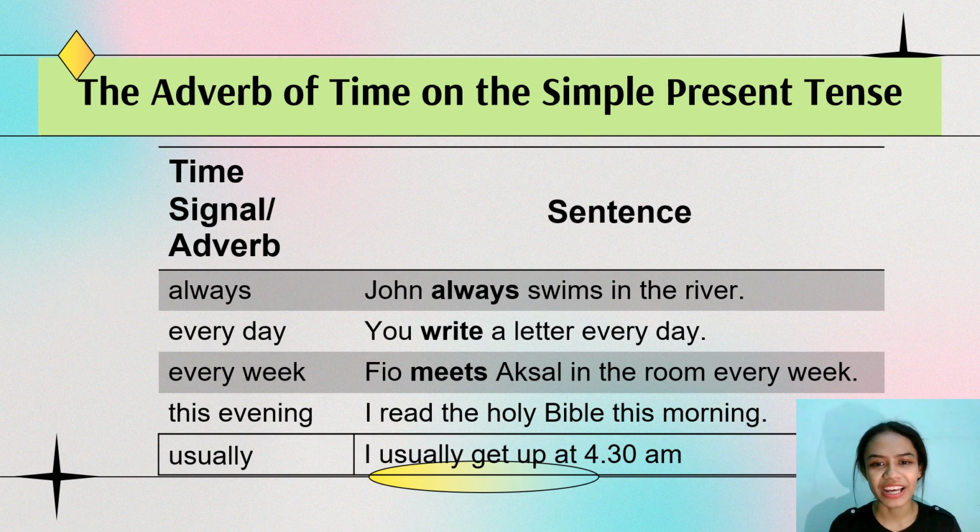The adverbs of time in the simple present tense. There are always, every day, every week, this evening, and usually. For example, John always swims in the river. Every day: you write a letter every day. Every week: you meet Axel in the room every week. This evening: I read the Holy Bible this evening. I usually get up at 4:30 a.m.